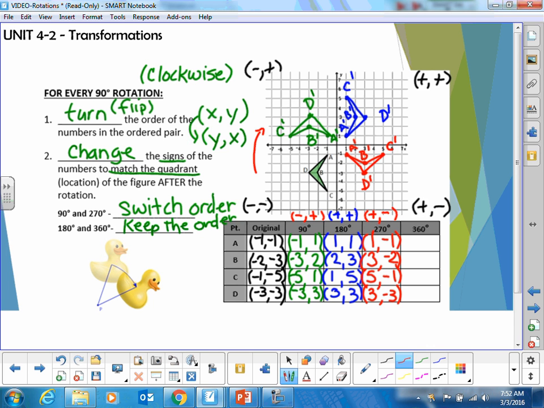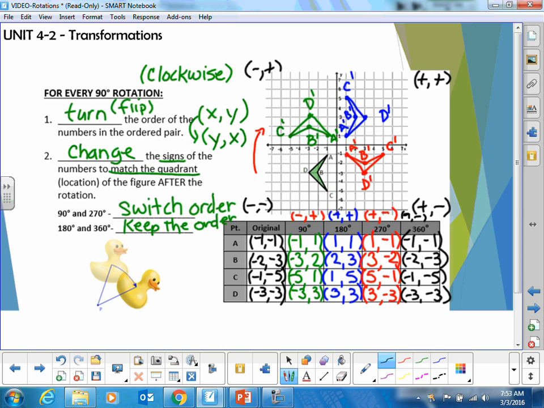So now you can see that the 90 degree and the 270 are just like the 180 in the original, where it is a mirror image and it's diagonal. And then the 360, if I flip them back, use black, you can see if I flip the order, I'm going to be back in the third quadrant, so they're going to be negative, negative. Sorry. So it would be negative 1, negative 1. Negative 2, negative 3, negative 1, negative 5, negative 3, negative 3. And if you look back at the originals, you'll see that you're back exactly where you started.